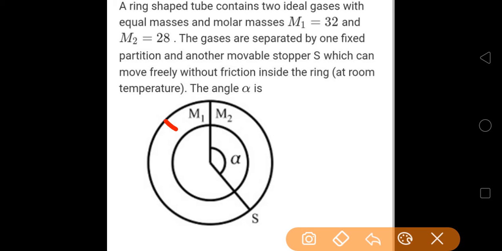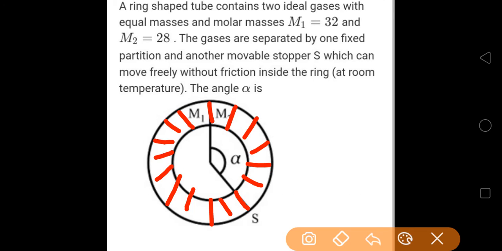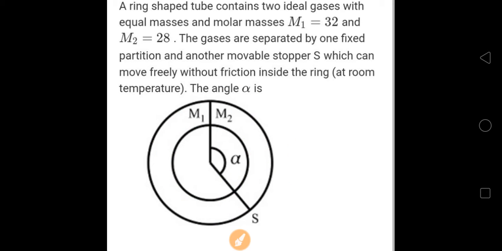See, this is the ring. This red colored part alone is the ring, and we are using stoppers such that this separates this gas and this gas. Two gases are separated by these stoppers. These two stoppers are making an angle alpha at the center. We need to find this alpha.